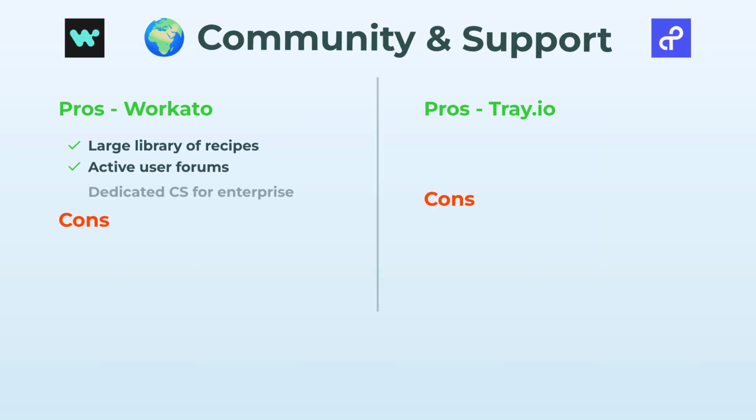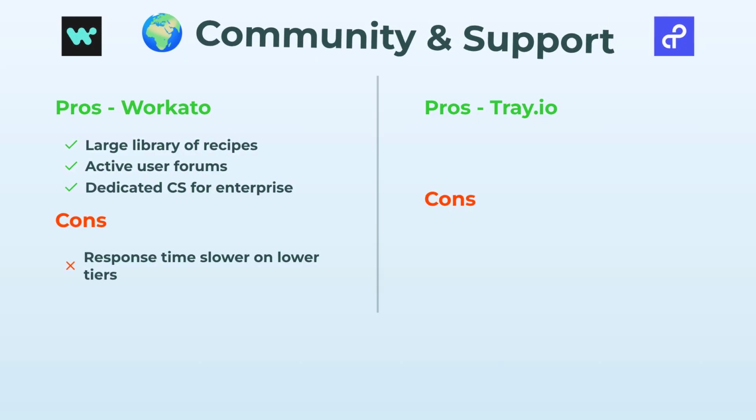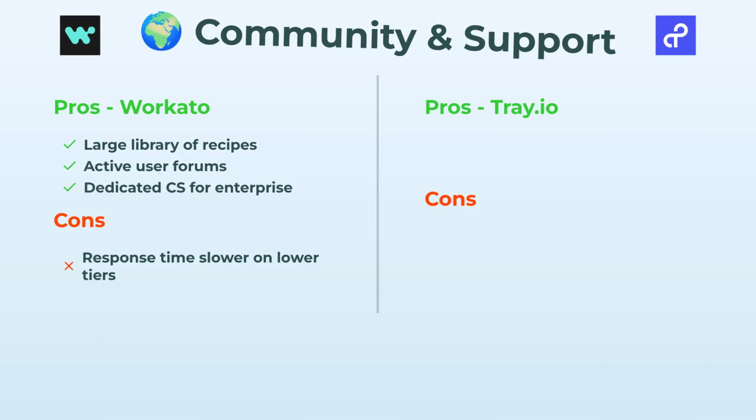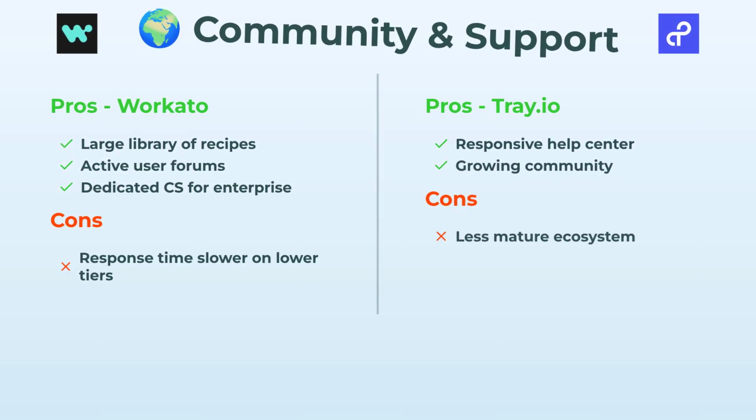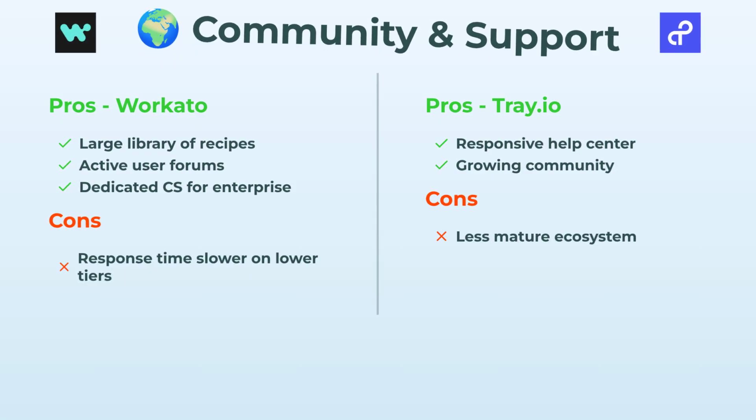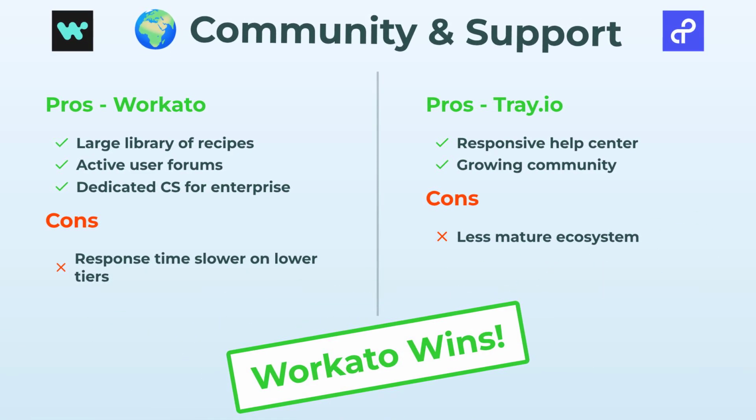Let's talk community and support. Workato has this huge library of recipes, big forums, and dedicated customer success folks for enterprise users. Downside, if you're not paying top tier, you might wait a bit longer for help. Tray.io is building up a pretty helpful help center and has a community that's really on the rise, but it's just not as established yet. So Workato pulls ahead on community and support.